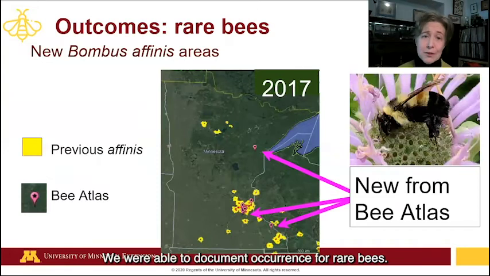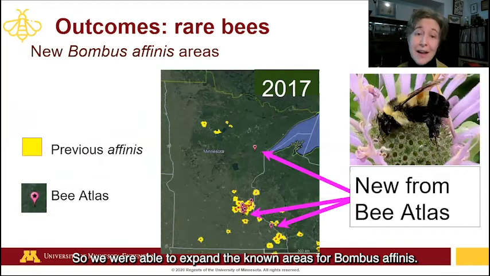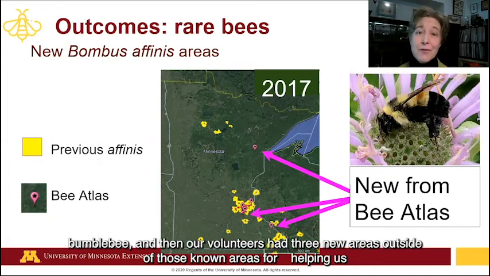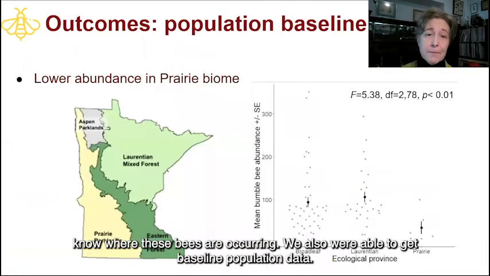We were able to document occurrence for rare bees, so we were able to expand the known areas for Bombus affinis. The yellow areas are marking before 2017, where we had recent documentations of Bombus affinis, rusty patch bumblebee. And then our volunteers had 3 new areas outside of those known areas, helping us know where these bees are occurring. We also were able to get baseline population data.